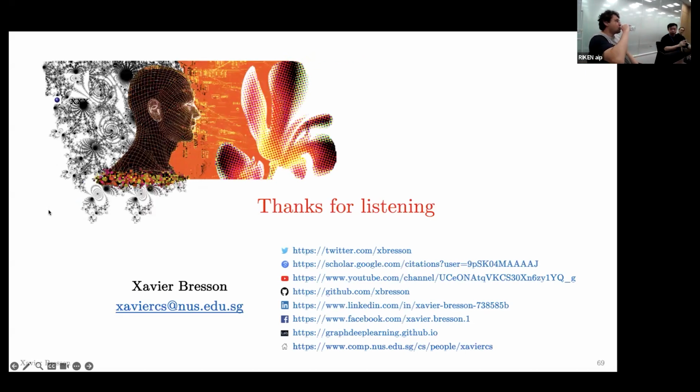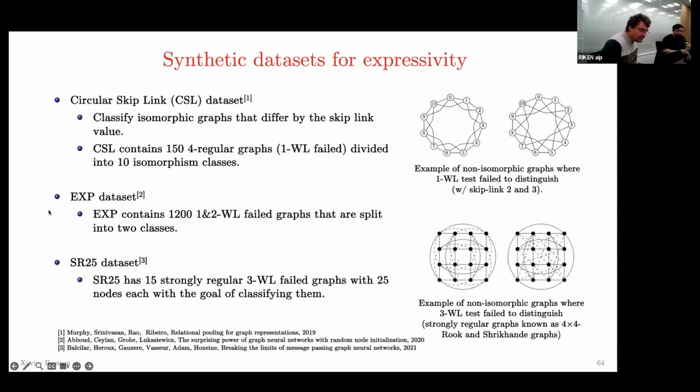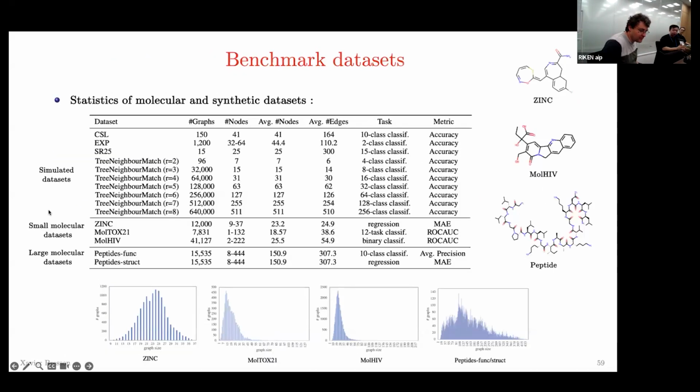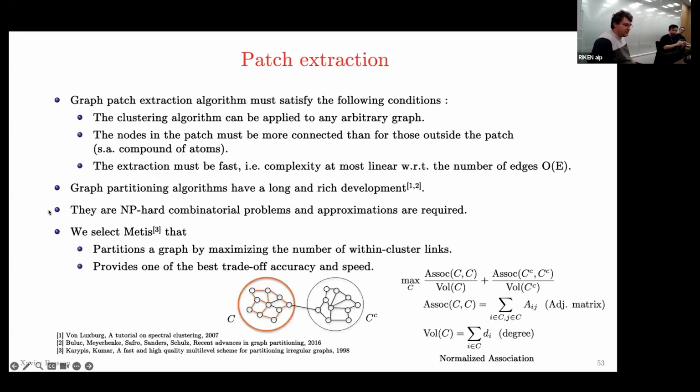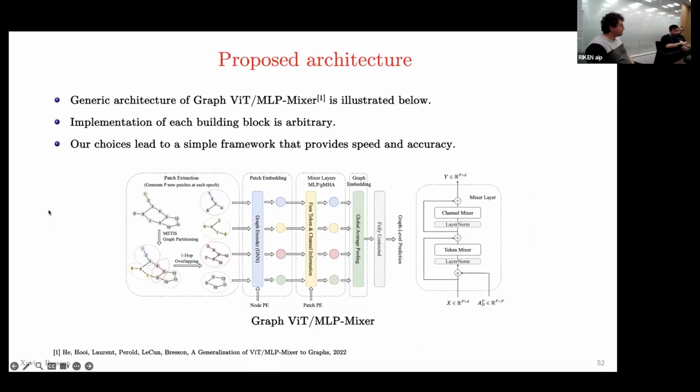So I have one more question about the patch part. In the original ViT, the patches don't have overlapping interactions, but in the graph ViT, there are some interactions between patches. Does it matter? Yes, it matters. So you can see, for example, here.